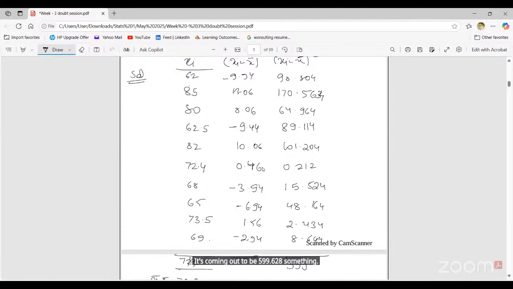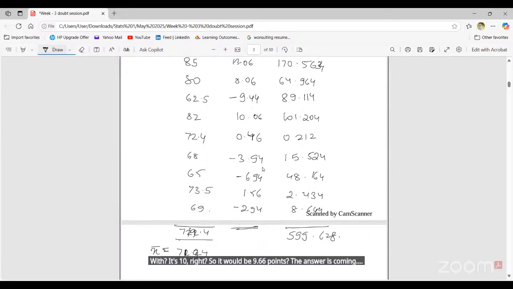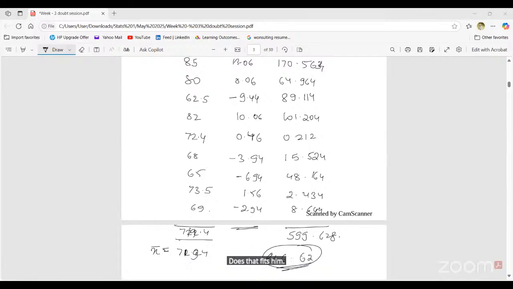Yes ma'am. Okay. Now just divide this number by 10 minus 1, that's 9. It's 10, right? So it would be 9. The answer is coming to 66.62 something. So it's in the range of 66 to 67. Yeah, so the answer is correct. What's the issue? You just have to solve it.